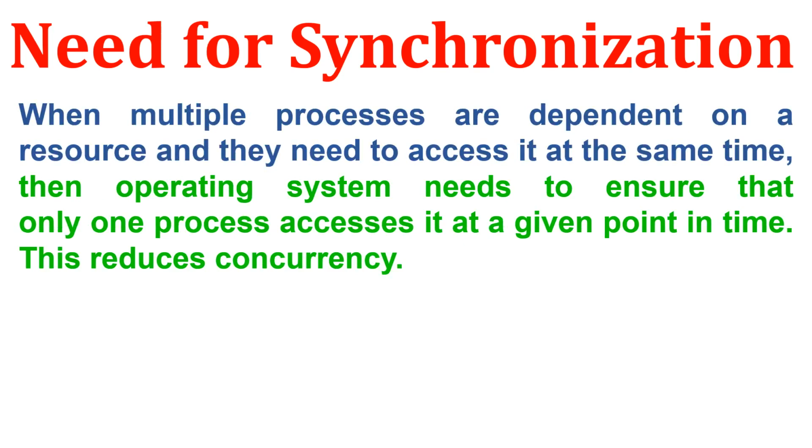Now we learn the next need. When multiple processes are dependent on a resource, and they need to access that resource at the same time, then the operating system needs to ensure that only one process can access that resource at a given point of time. So this reduces concurrency.